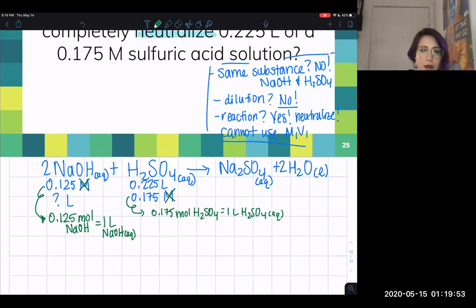Okay, I already know I need 2 different substances, right? Because I did that little M1V1 check. So what do you need if you have 2 substances that you're trying to do math with? What do we need?